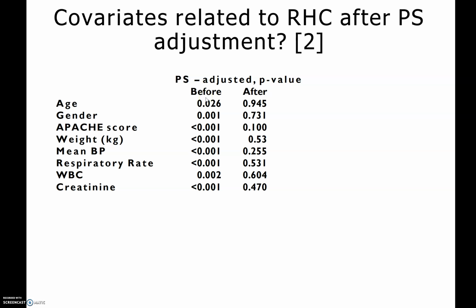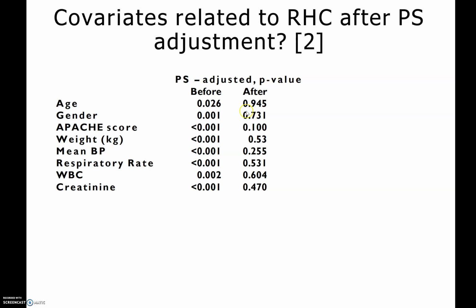Prior to the propensity score adjustment, the RHC and non-RHC groups were significantly different with regard to age, with regard to gender, whatever the Apache score is. I've heard of that before, but I don't remember. The weight, the mean blood pressure, the respiratory rate, the WBC, the creatinine levels, whatever that is. So there's all these differences. So you really are saying, I have different patient populations. Different patients are getting RHC than are not getting RHC.